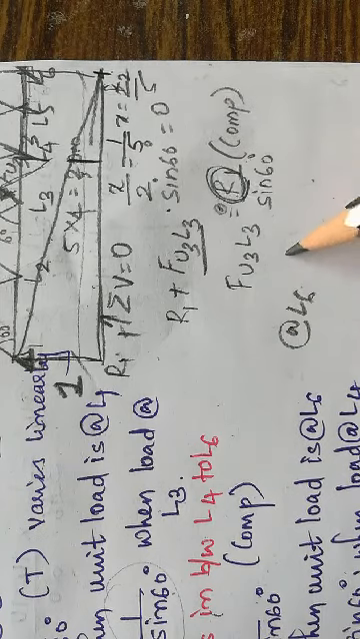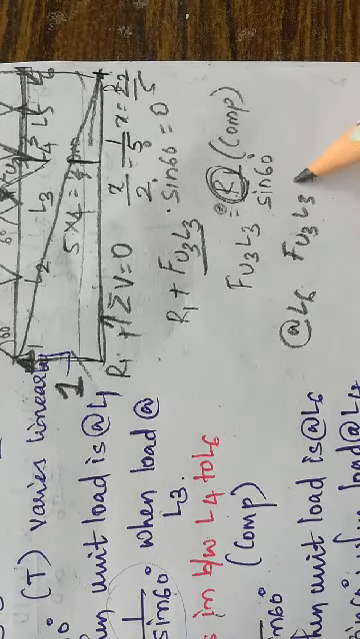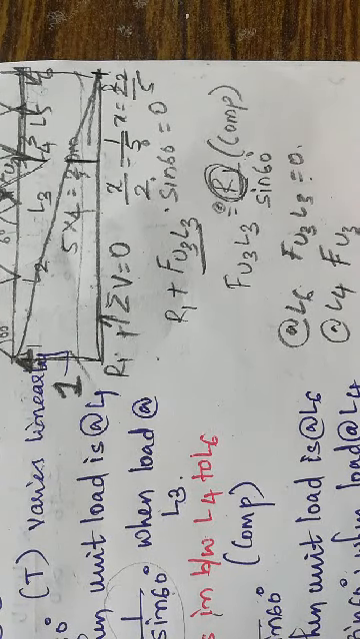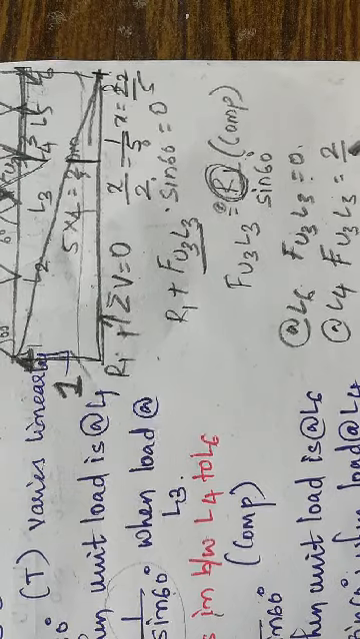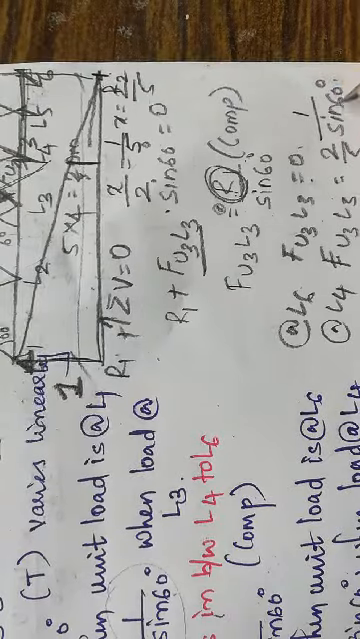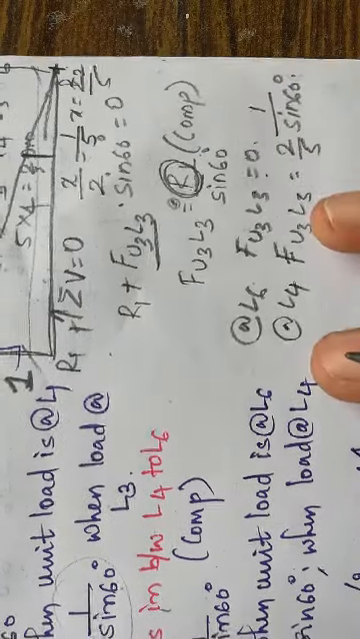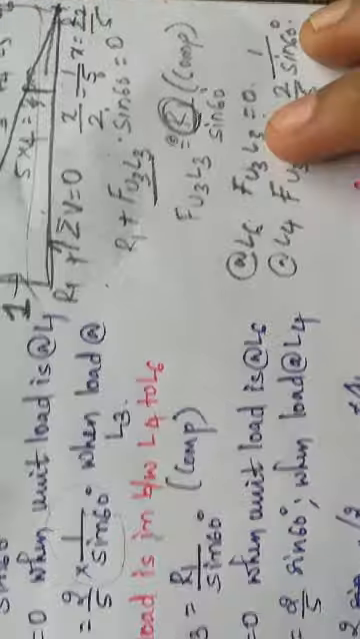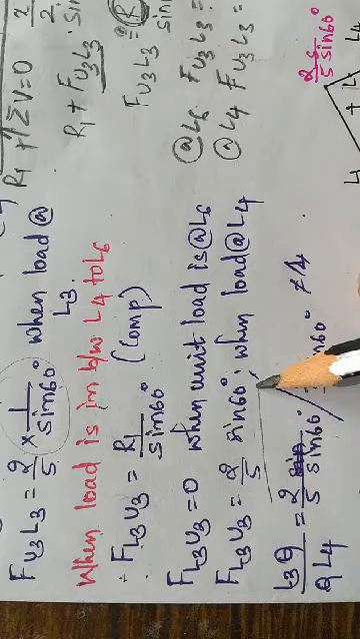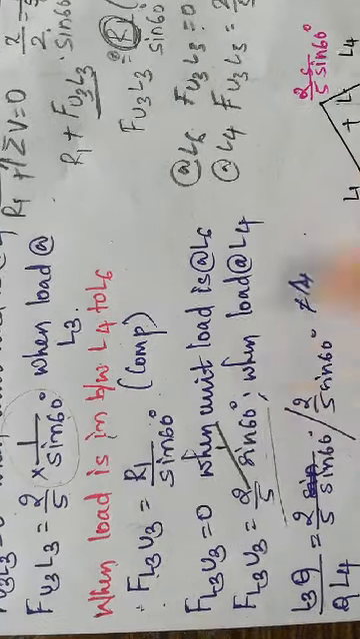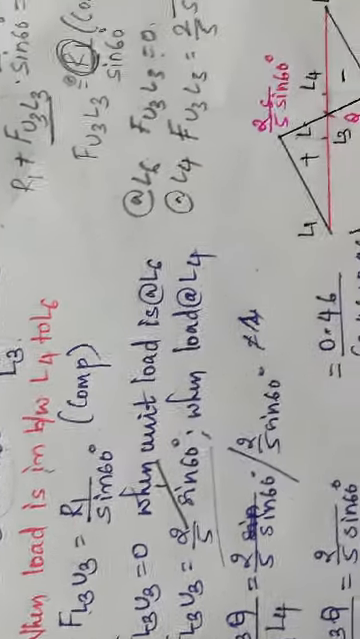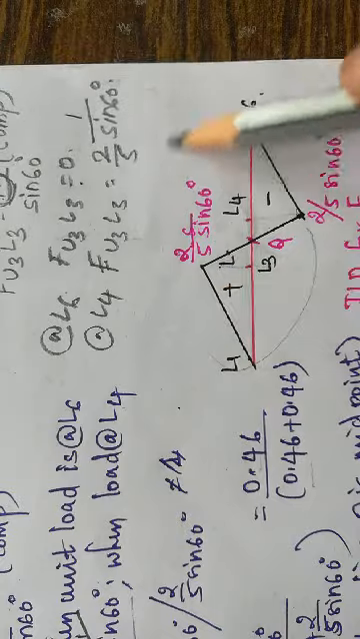When the load is at L6, the force in U3 L3 is how much? 0. When it is at L4, the force in U3 L3 is how much? 2 divided by 5, sorry, this is 1 divided by sine of 60. So you will get 2 by 5 times 1 divided by sine of 60 when the load is at L4. Now let us draw the influence line diagram for this.